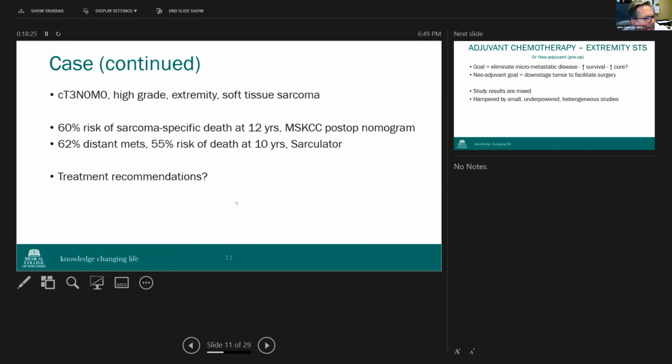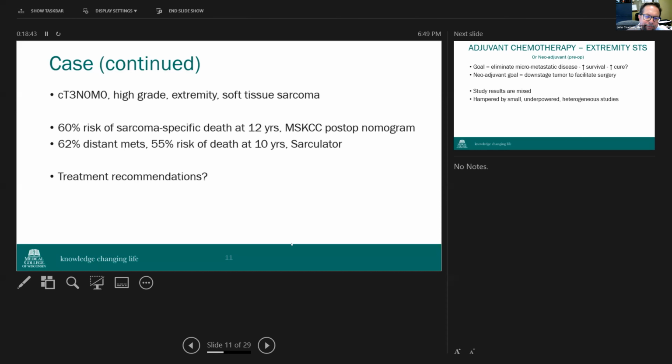Essentially, it's a T3 tumor. We don't have evidence of lymph node or distant metastatic disease, high grade. From the two different prognostic tools we have, you can see this risk of distant metastasis and death is pretty high. So what are we thinking about for treatment?